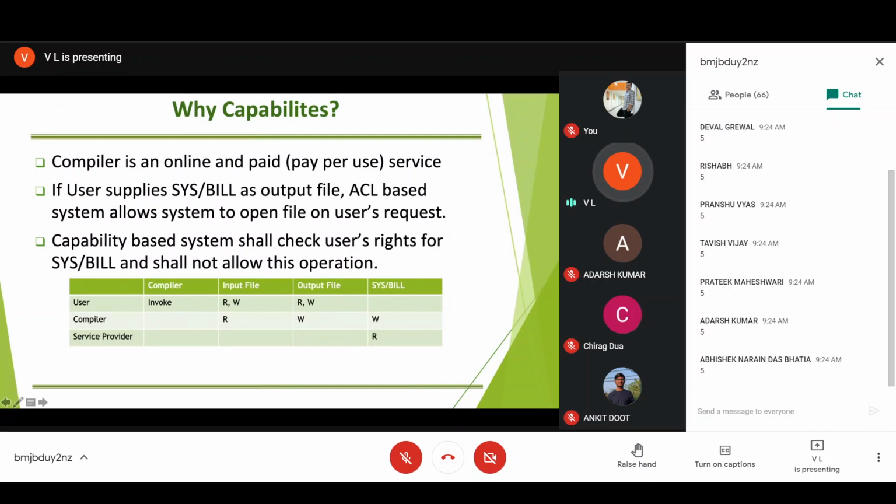In this particular case, the capabilities would be implemented like this. The user is allowed to invoke the compiler, yes. The user is allowed to read and write the input file, yes. The user is allowed to read and write the output file, yes. What about anything in the sys? The user has no access. So naturally, even if the user gives the output file name as a sys bill, because the user doesn't have any access on that, this particular operation would not take place.